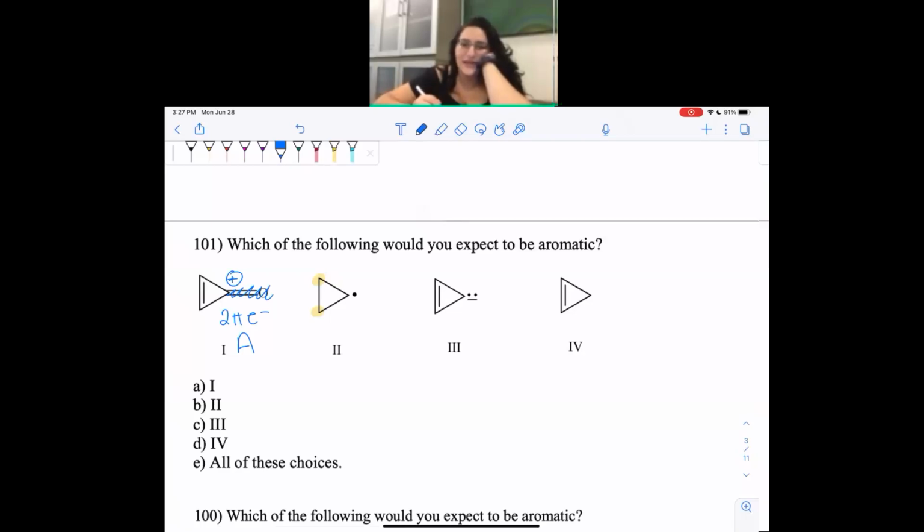This one is a whole hot mess. It's not conjugated. It's a whole mess. So we're going to say that's non-aromatic. This one, we have 1, 2, 3, 4 pi electrons, and it's anti-aromatic. And this space is killing me. Okay, and this last one, we have sp3, so this is non-aromatic. And just to double check, we are looking for aromatic, and the only one that's aromatic is A.